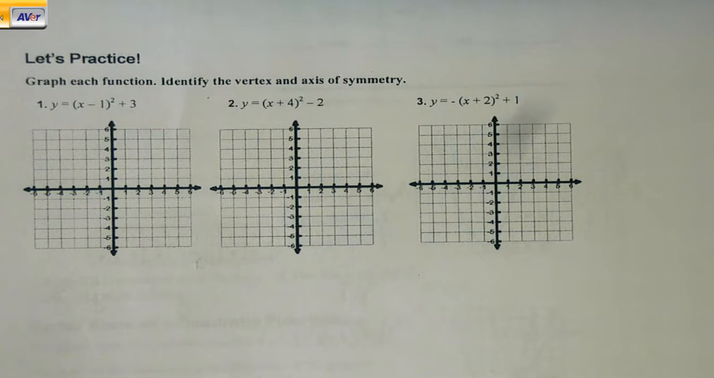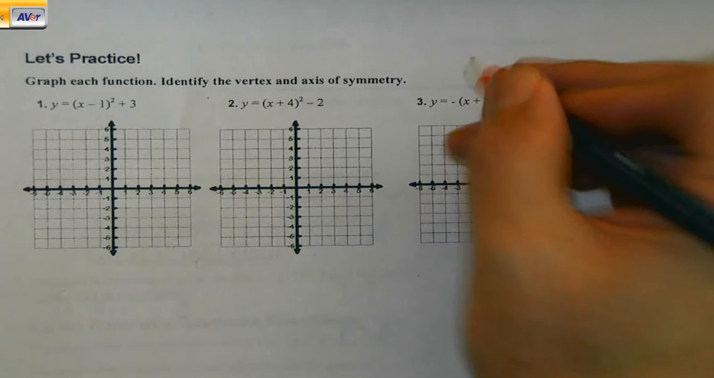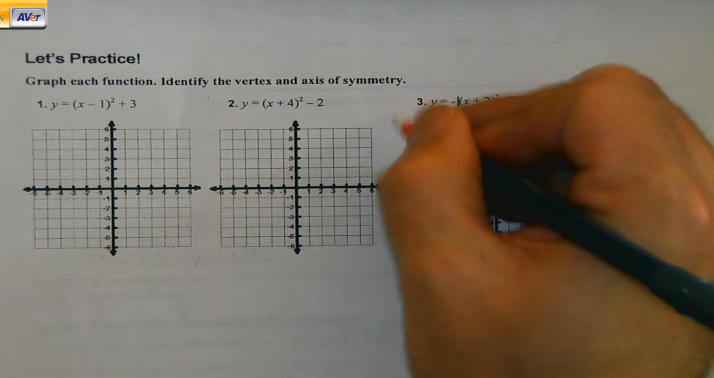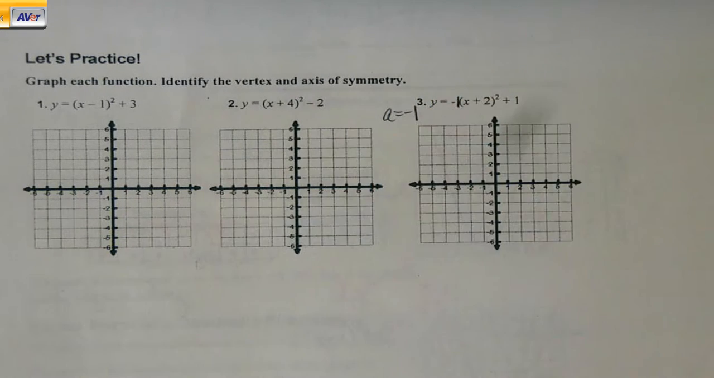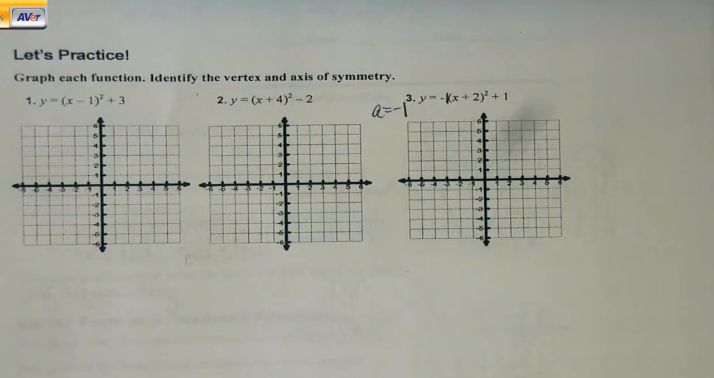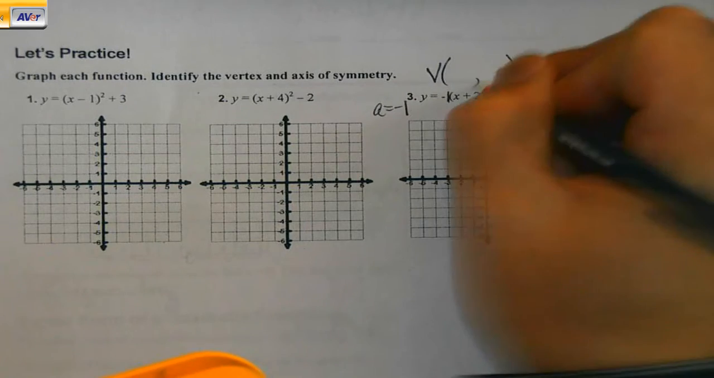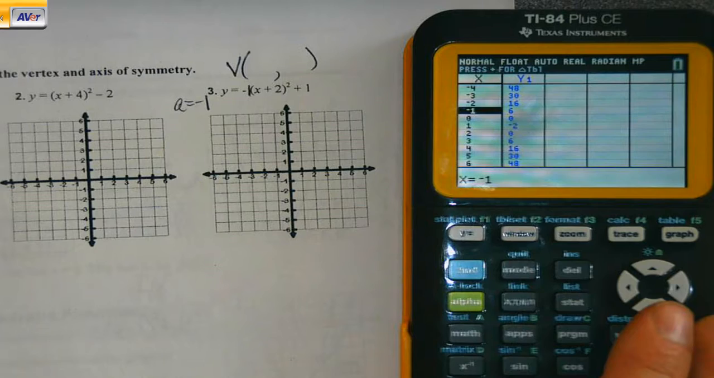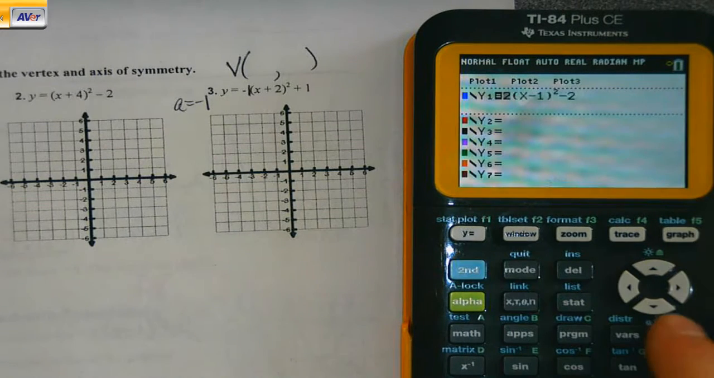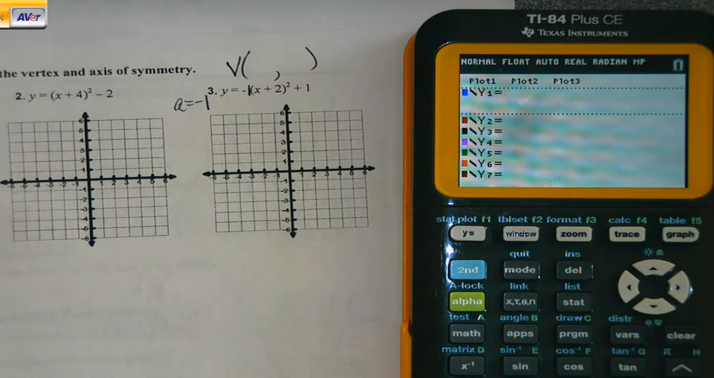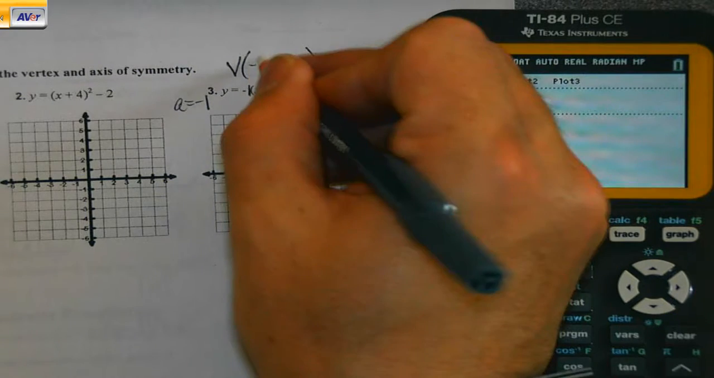Okay, I'm going to start at number 3. Because one thing we haven't seen yet is a negative a value. Okay, it's like having a negative 1 over here. So let's do it the opposite way this time. Let's go to the calculator. So if I'm going to go to the calculator right away, first question, and I kind of would like to know this before I punch it in. What's my vertex? Negative 2, 1. Excellent.